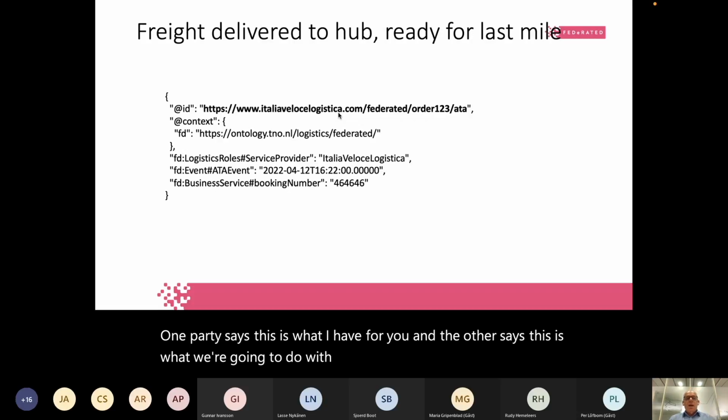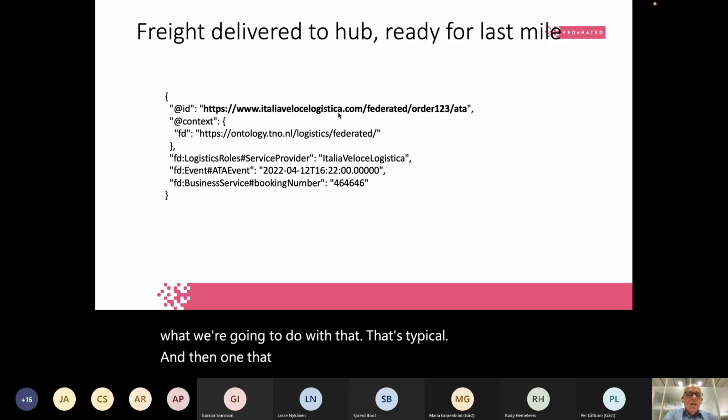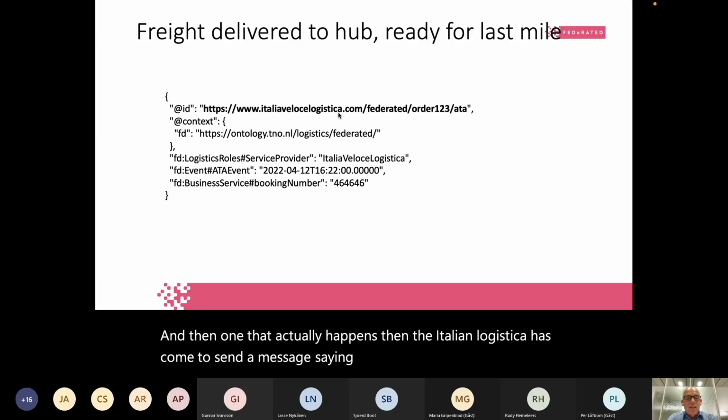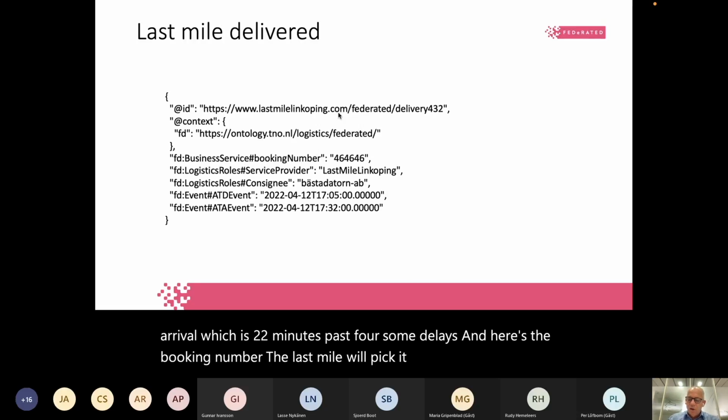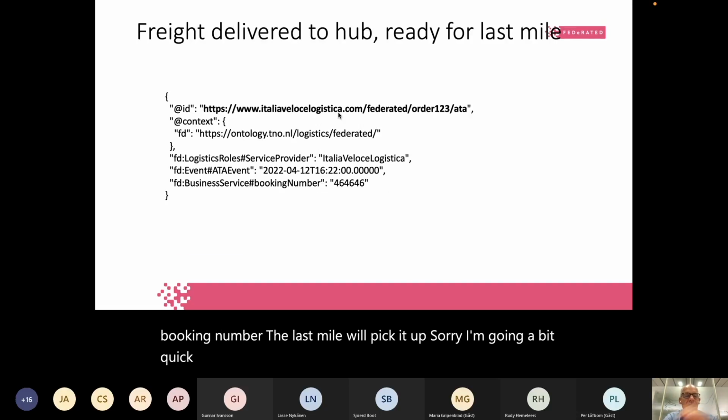That's typical. And then when it actually happens, Italia Veloce Logistica is going to send a message saying, okay, we have an actual time of arrival, which is 22 minutes past 4, and some delays. And here's the booking number. The last mile will pick it up. Sorry, I'm going a bit quick perhaps, because you might want to read through it, but it's in the second part of the file, as you can see.